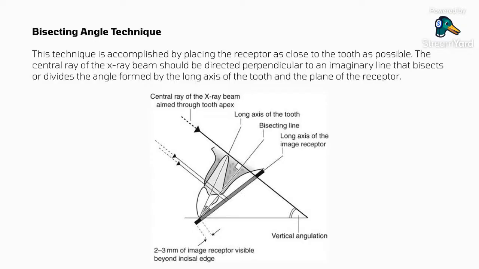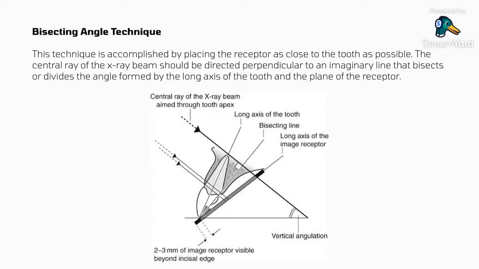Okay, so basically what we are doing is the central ray of the X-ray beam should be directed perpendicular to an imaginary line that bisects or divides the angle formed by the long axis of the tooth and the plane of the receptor. Why would we want to use this technique when compared with the parallel? Because there are times when we cannot use the paralleling technique. For example, there could be poor access. For example, making an angle between tooth and film more than 15 degrees. You may, like trismus, yeah, that's also a case where you can't possibly use the cone indicator.